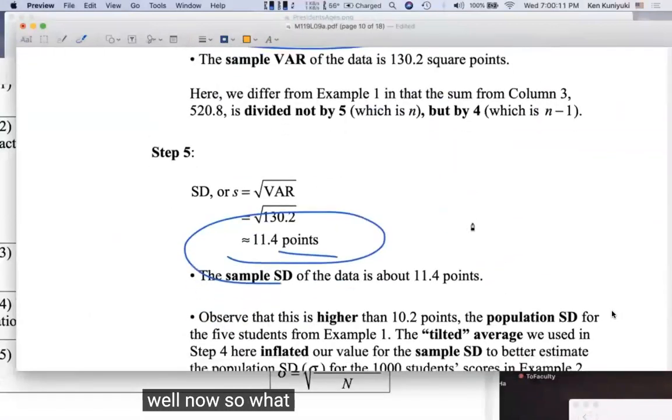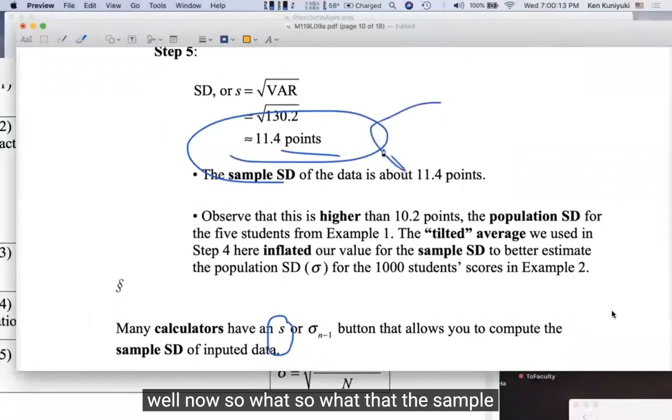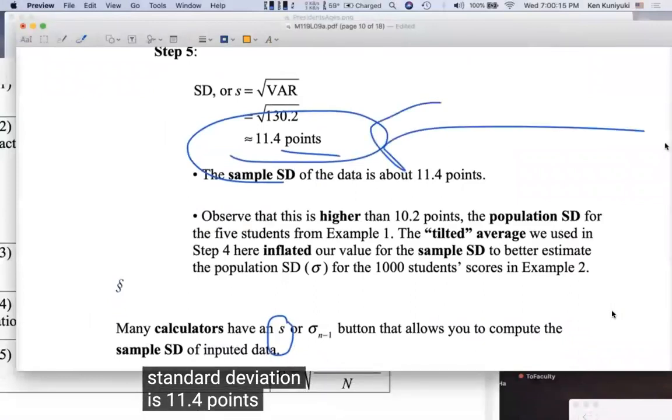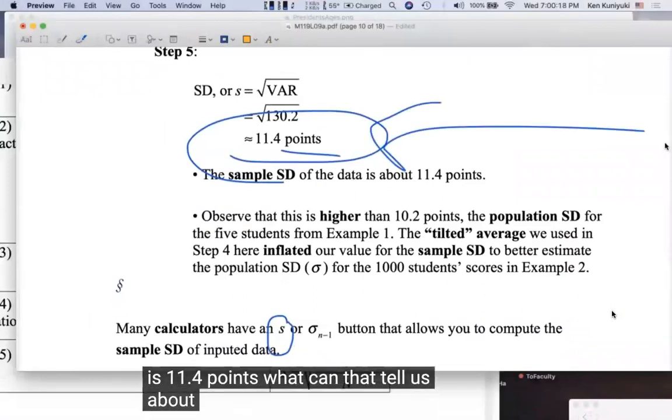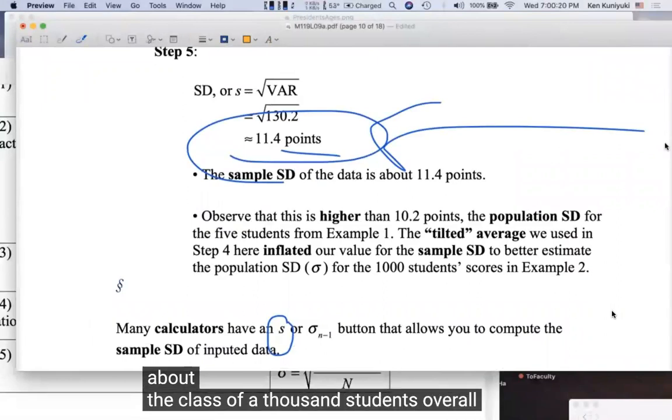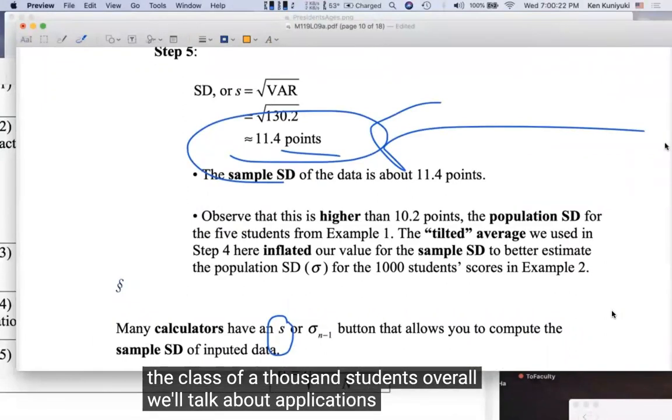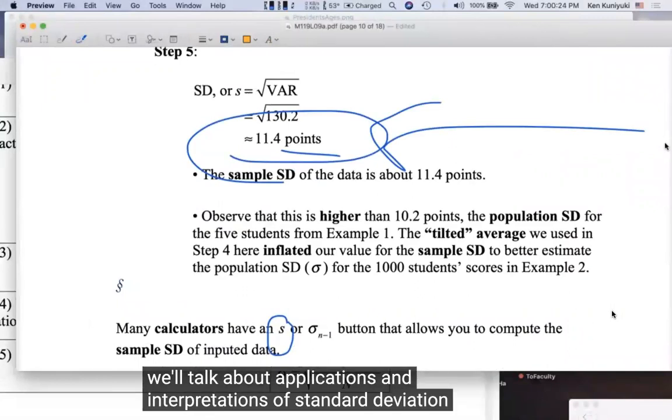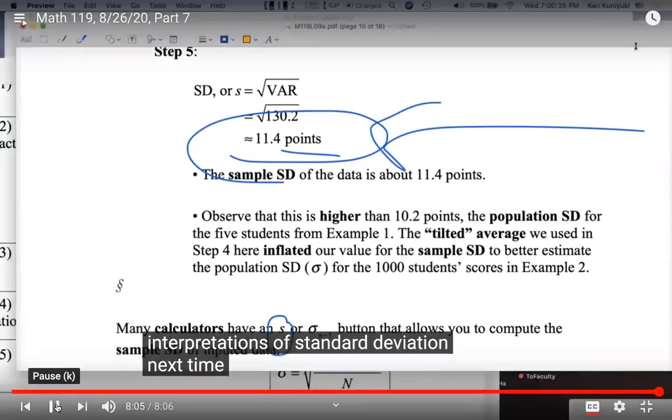Well, now, so what? So what that the sample standard deviation is 11.4 points? What can that tell us about the class of 1,000 students overall? We'll talk about applications and interpretations of standard deviation next time. All right. So you can basically do everything through lesson 9, except maybe some of the interpretation ones near the end.